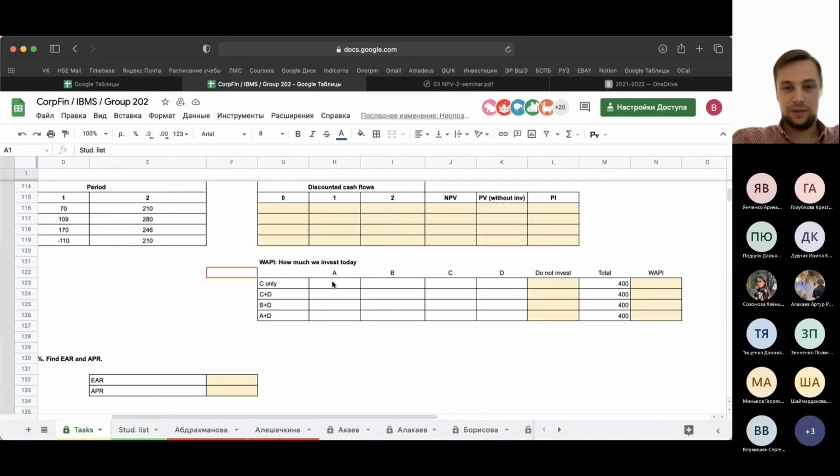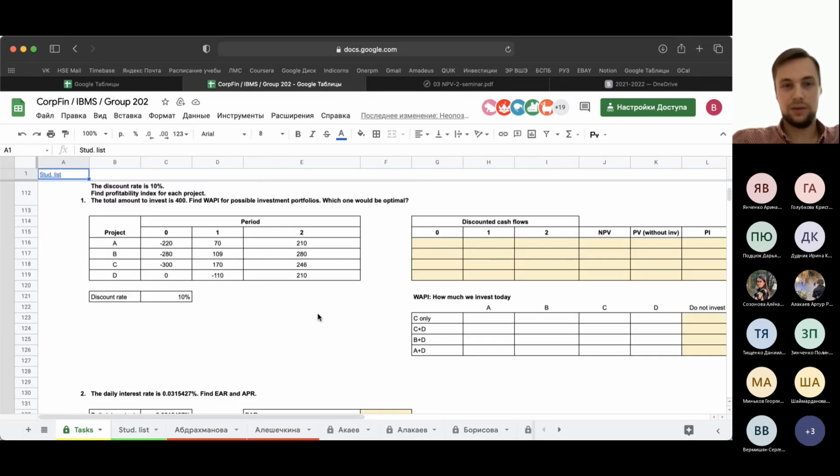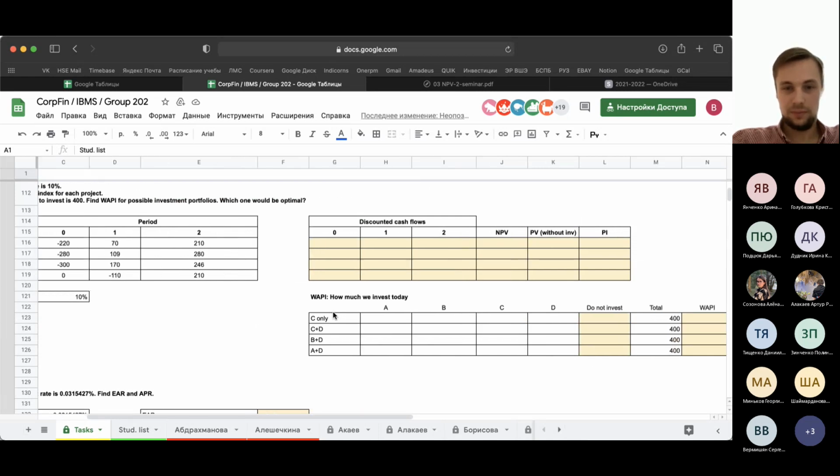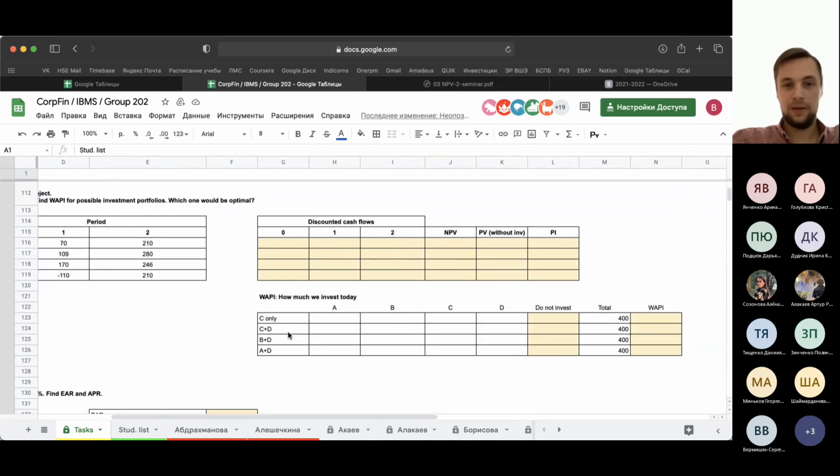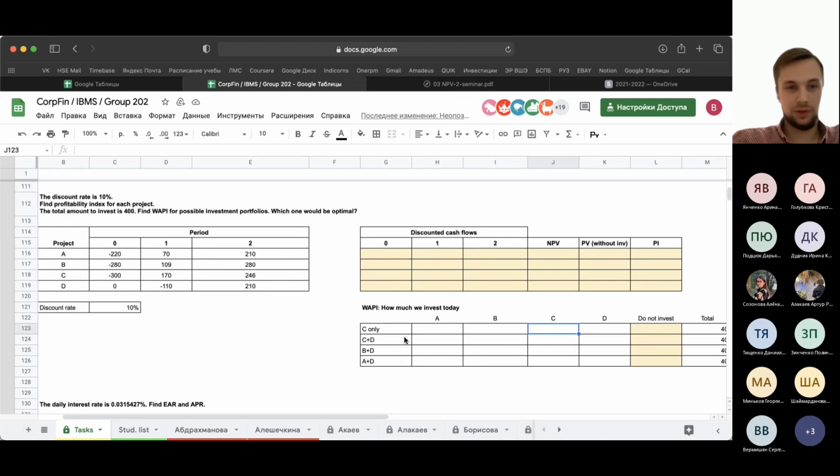Okay. Well, if we're talking about the second part of the task, I'm sorry. I have prepared a table for you. So how I suggest to use this table: we need to calculate the weighted average profitability index. And in my opinion, it's very simple to use this kind of table. In the rows, we have the options. So for example, we can invest only in project C, in C and D, B and D, etc. For every option, we can put some numbers. If we only invest in C, we can put here the investment for C.